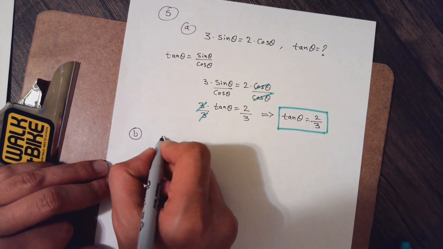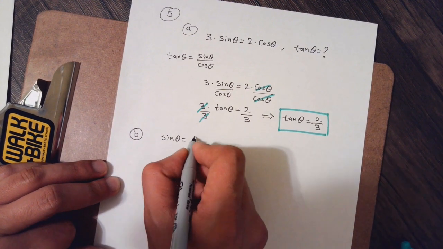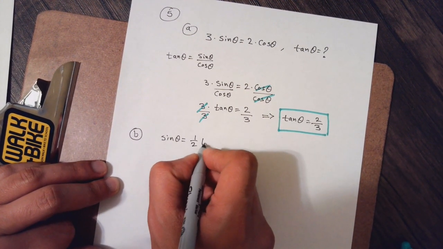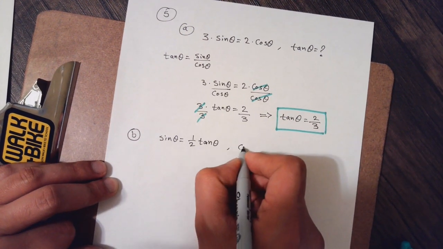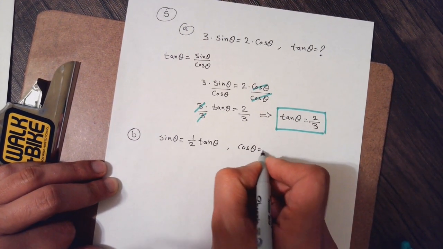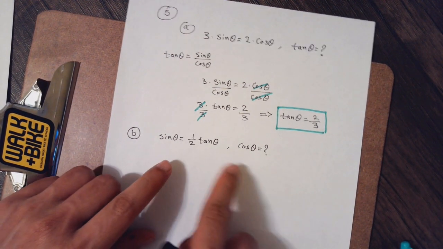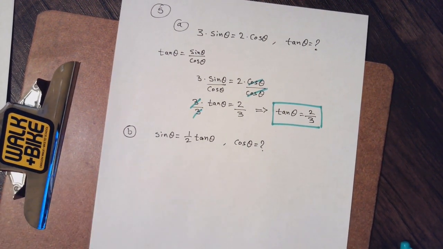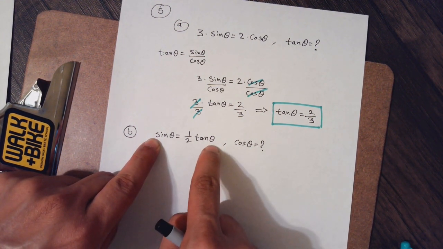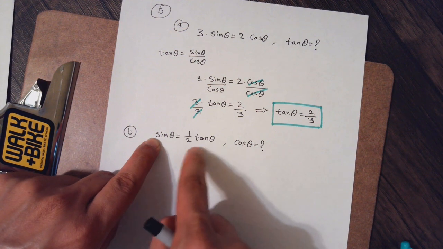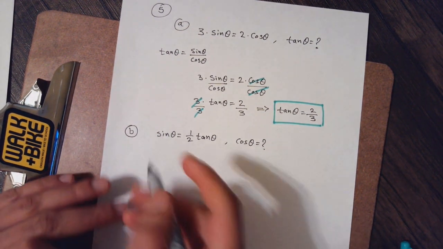So sine theta equals half of tan theta, then what is cosine theta? Here again, I want you to start seeing things, right? Tan theta is sine theta divided by cosine theta. So then now you'll get sine on the left side and a sine on the other side and a remaining cosine in the denominator. So that's how you can find the value of cosine theta.